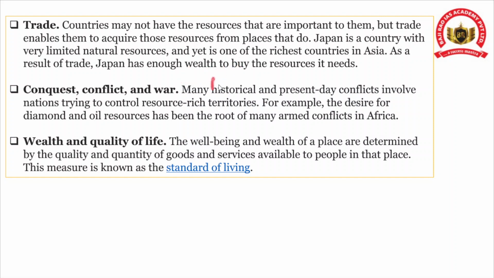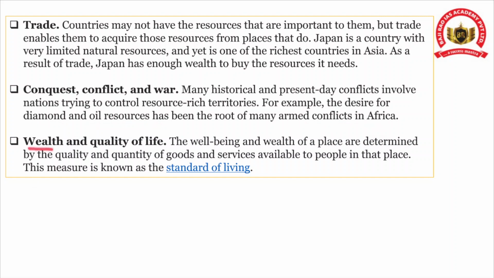So this neo-colonialism is also very often associated with access to resources and markets in different parts of the world. Okay, so the present day conflicts involve nations trying to control the resource-rich territories. For example, the desire for diamond and oil resources has been the root cause of several armed conflicts in Africa.